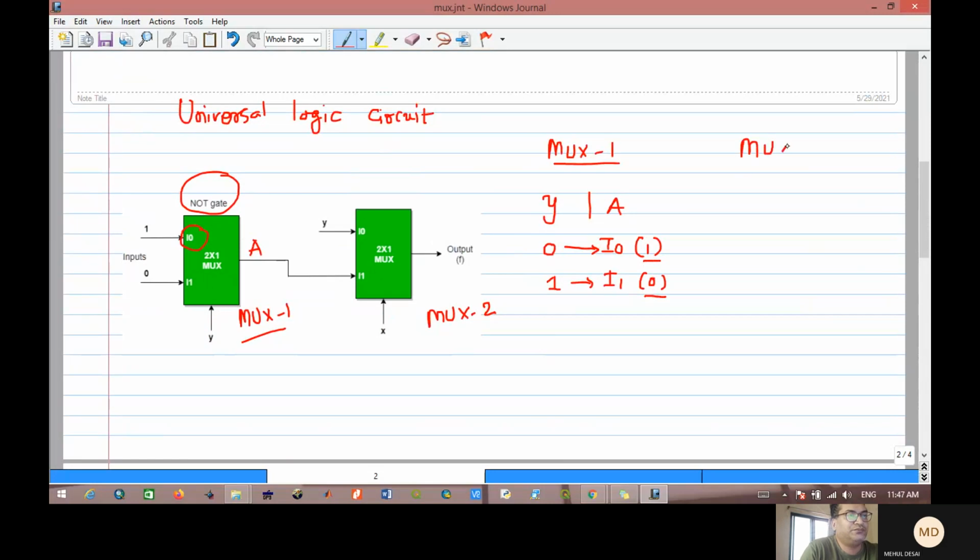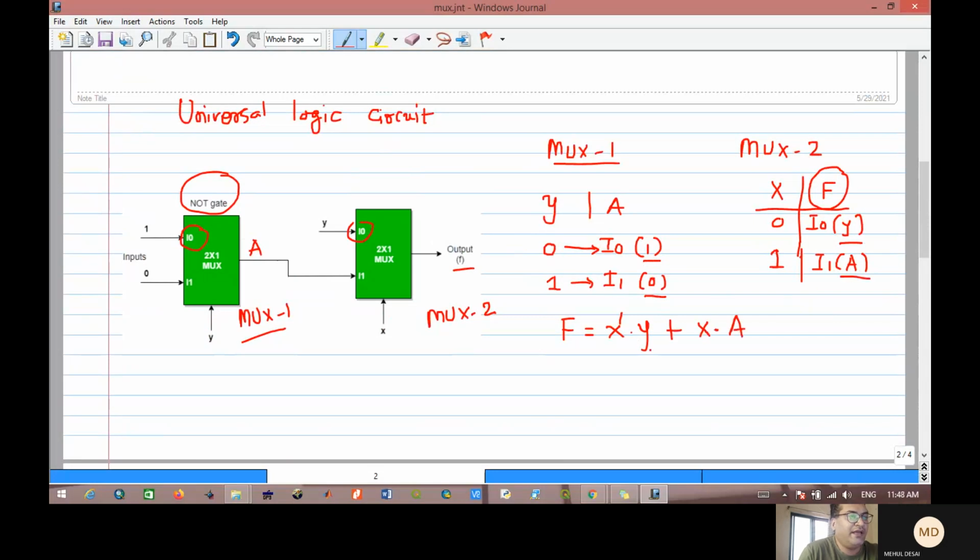Now for Mux 2, the output is F and the selection line is X. So when X equals 0, Y is selected and its output is Y. And when X equals 1, then A is selected, meaning I1 is selected, and its output is A. So this is our final output. The logic expression of the final output F: we get Y when X equals 0, so X dash into Y.